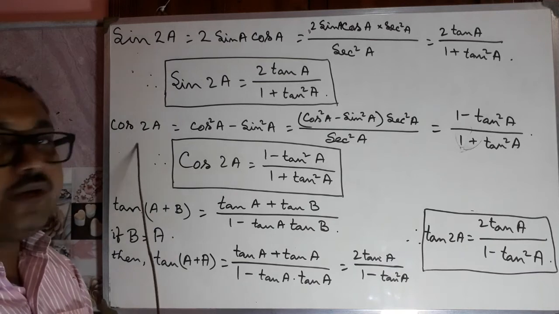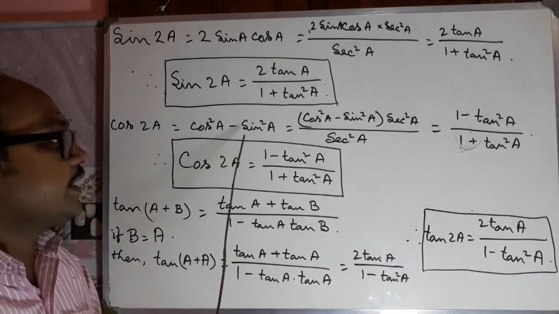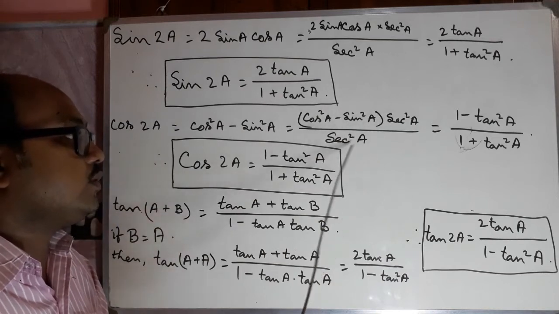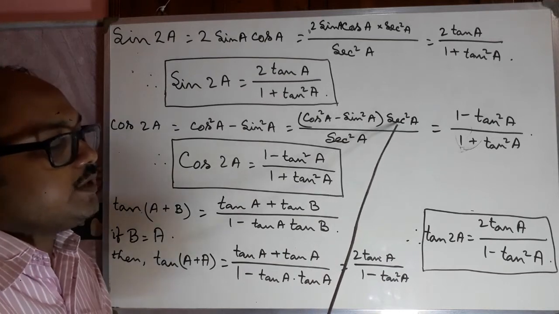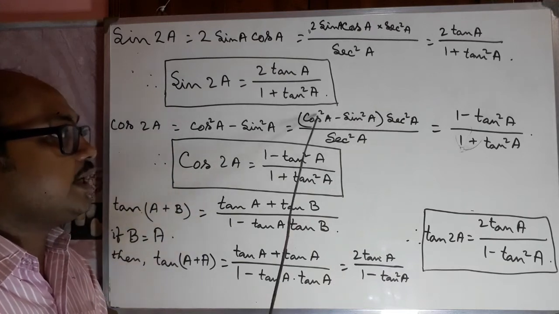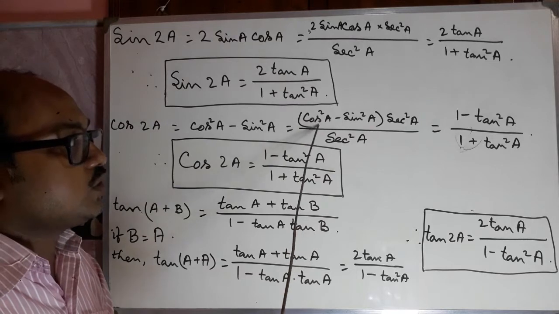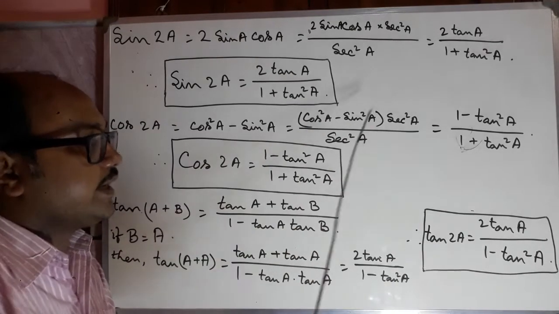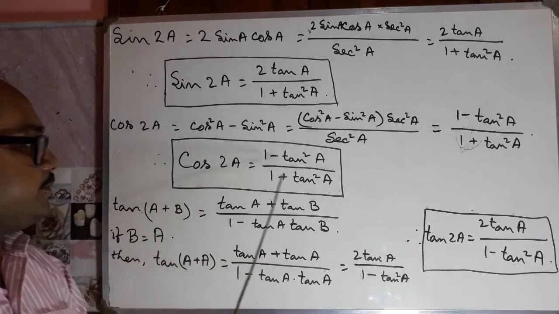Similarly cos 2a, we know cos square a minus sin square a. In the same process, if we multiply sec square a to the numerator and to the denominator, sec square a means 1 by cos square a. If we multiply this 1 by cos square a to these two terms, this one will be 1 and this one will be tan square a. So cos 2a is 1 minus tan square a by 1 plus tan square a.